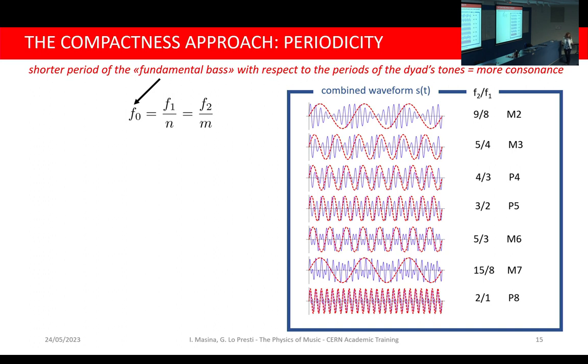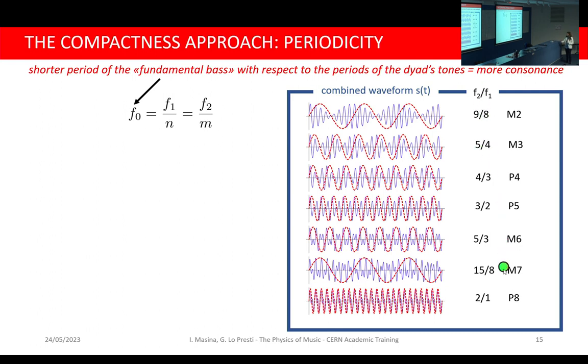It's pretty obvious, if you think a little bit, because the fundamental bass is this missing fundamental, this virtual pitch, we'll call it F0, which is given by F1 over N or F2 over M. A sine wave with the frequency of the fundamental bass is this red dotted curve, while in blue there is the combined waveform, the signal as a function of time, associated to these different frequency ratios. So if you have a nasty fraction, let's say 9 over 8, you have some sort of beatings, you see, blom, blom.